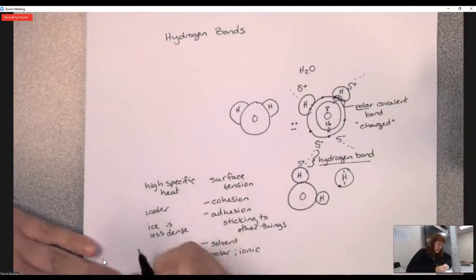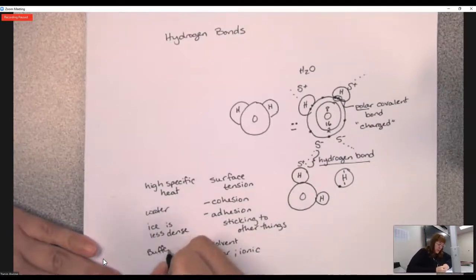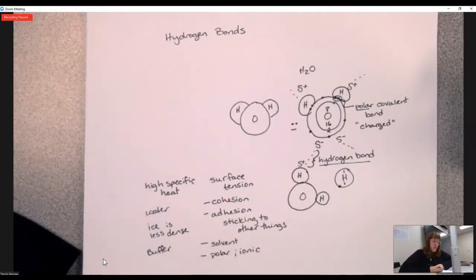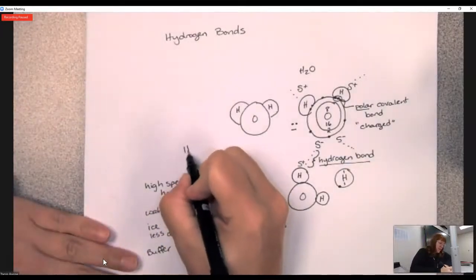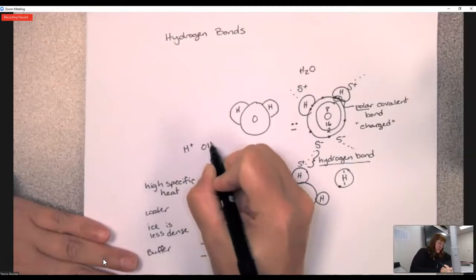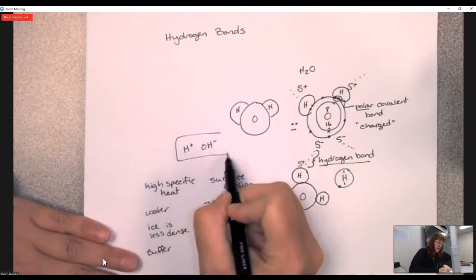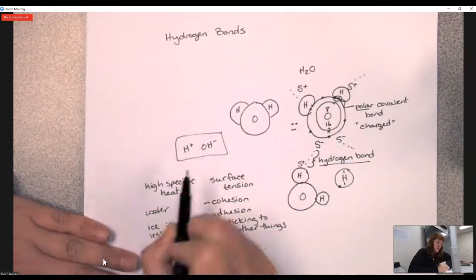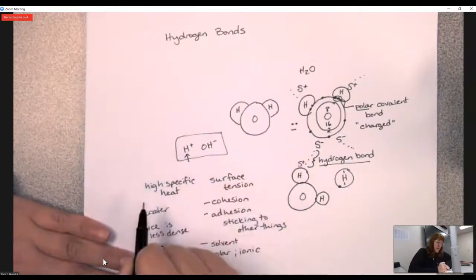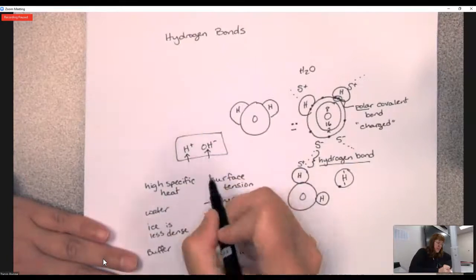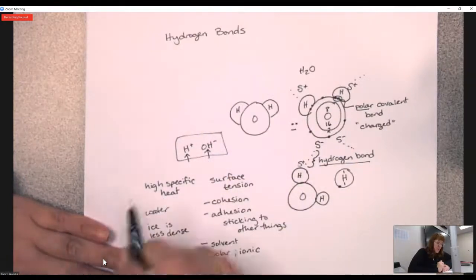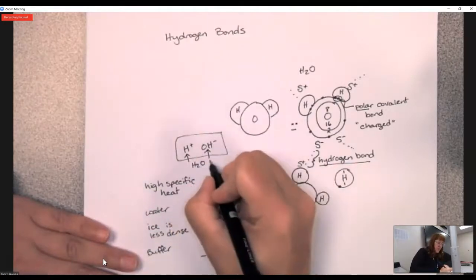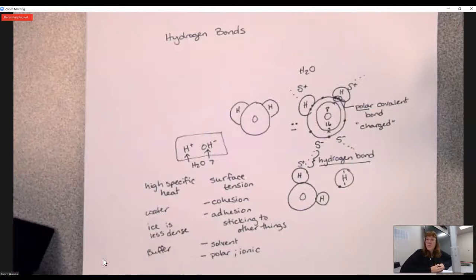It's also a good buffer, so I'm not sure we covered that one. But the fact that water has hydrogens and OHs makes it a perfectly balanced molecule. Acidic properties have H pluses, and OHs are alkaline. So when we put them together, we can see that we have the perfect neutral property at a 7. So it's really interesting. Water is so perfect and beautiful. Okay, so that is hydrogen bonds.